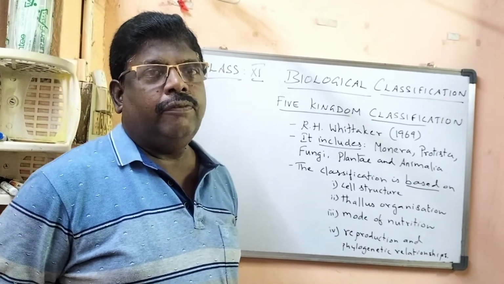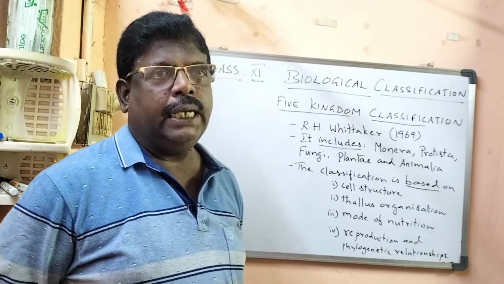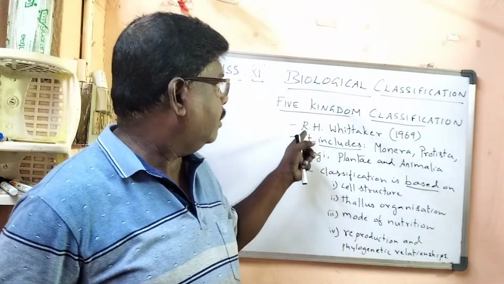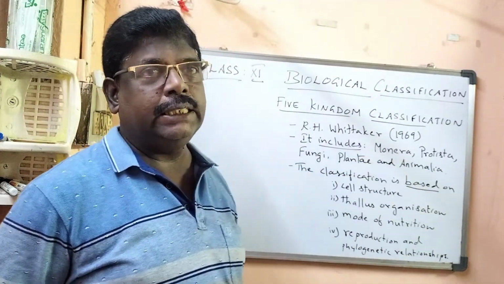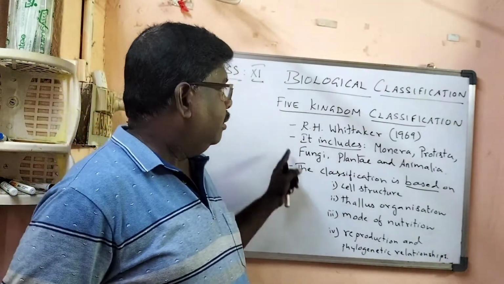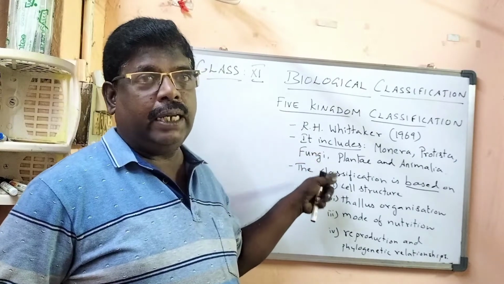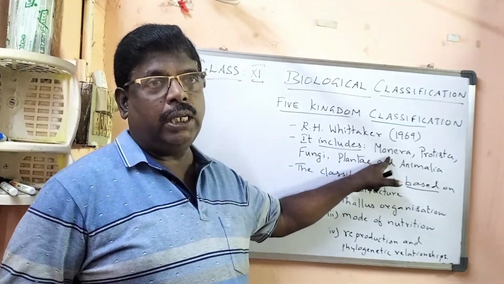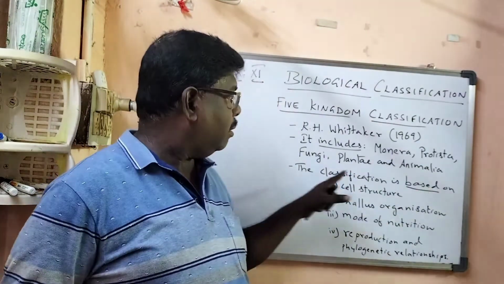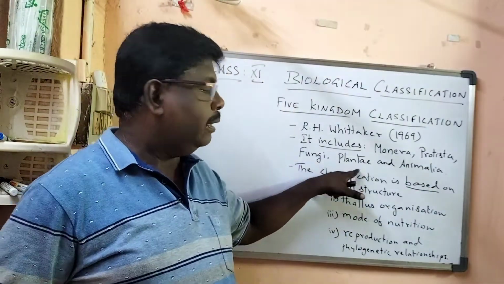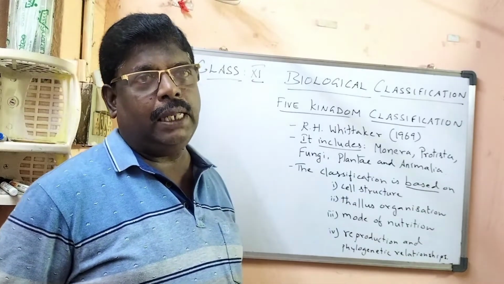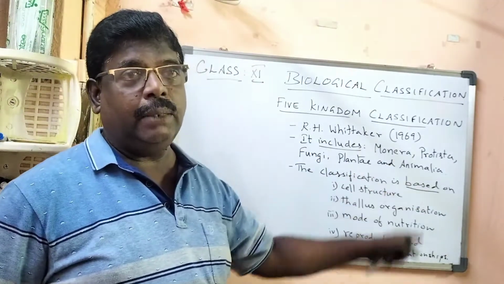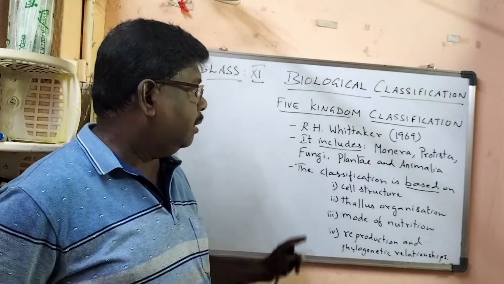Next comes the five kingdom concept. It was proposed by Whittaker, R.H., in the year 1969. He proposed five kingdoms: Monera, Protista, Fungi, Plantae, and Animalia. So Monera, Protista, Fungi, Plantae, Animalia, five kingdoms.